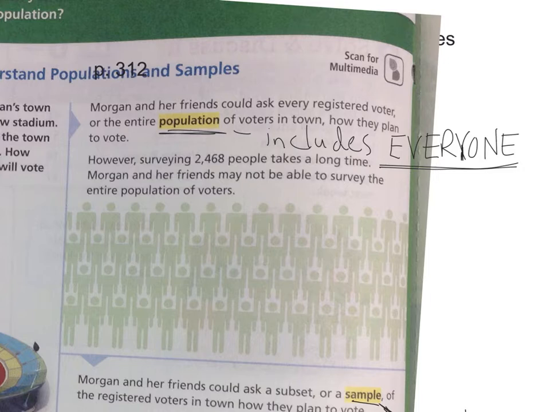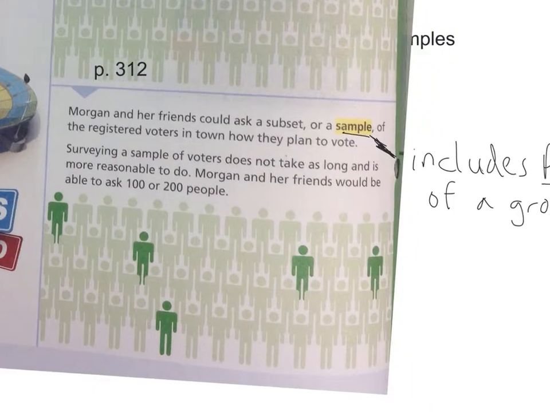Like we could say what the population of Indiana is, or the population of Evansville. Population includes everyone. So they could ask all 2,468 people. That would take a long time and be kind of difficult to do probably. So usually, rather than asking every single person, we'll just ask some people. So instead of doing the population, we might do a sample.